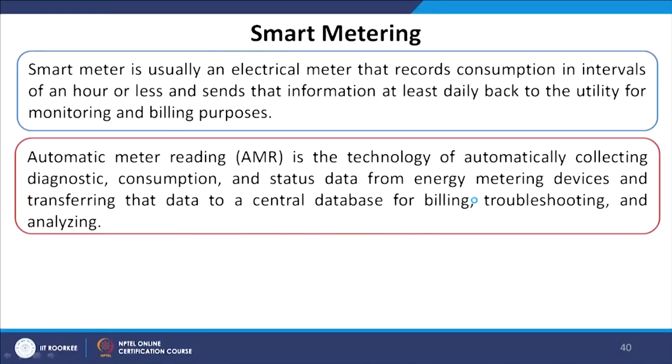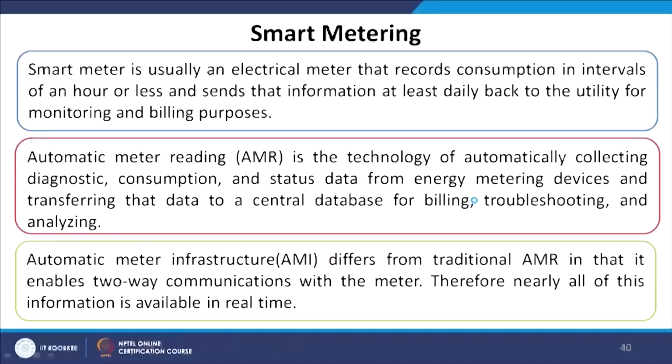Automatic meter reading, very commonly known as AMR system, is the technology of automatically collecting diagnostic, consumption and status data from energy meters and transferring that data to a central database for billing, troubleshooting and analyzing. So, smart meters do play an important role in sending all the information of the grid to the utility, so that different troubleshooting analysis can be performed for a given time.